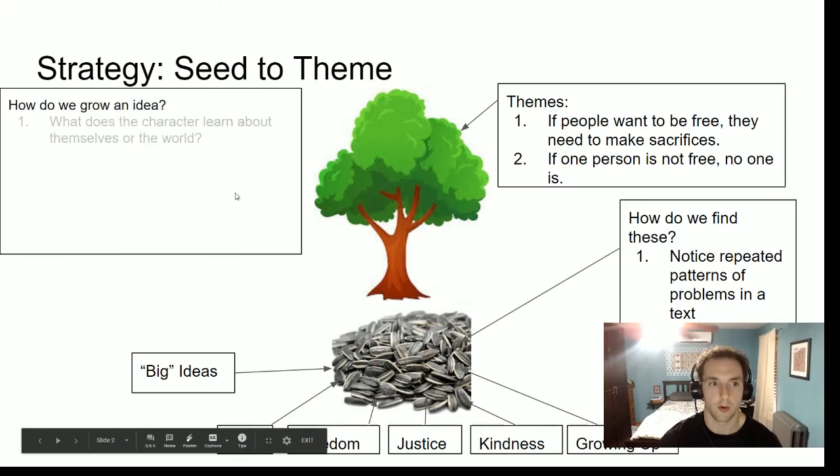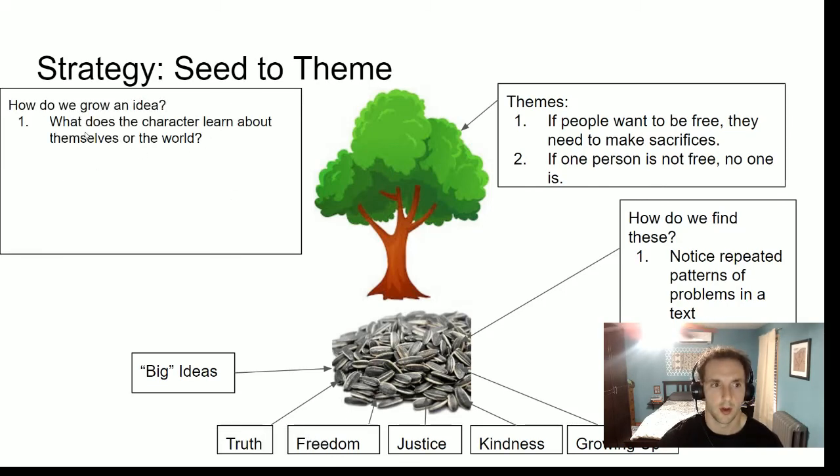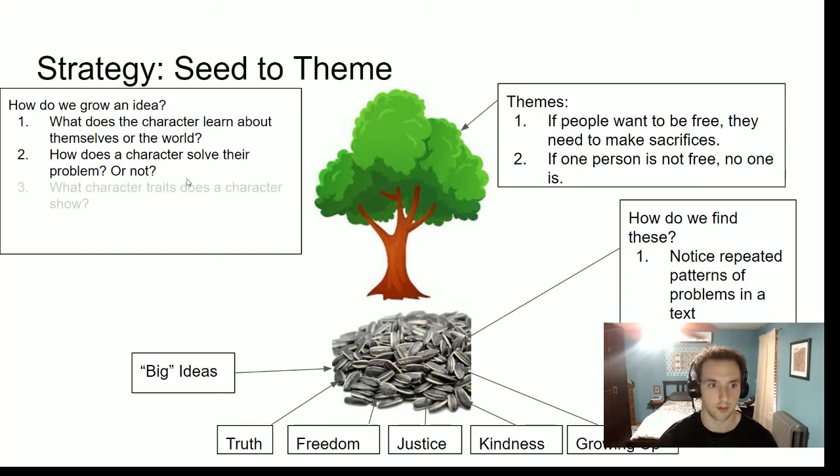And so how do we grow an idea? This is what I talked about earlier. What does the character learn about themselves or the world? We're really going to focus on this today with Percy. What's something that he learns about himself, and how does that point to a theme? Similar things here. How does a character solve their problem? Maybe they don't learn something about themselves, but they solve a problem in a certain way. That can teach us a lesson about life. Or sometimes even more importantly, if they don't solve a problem, we can learn not to do that.